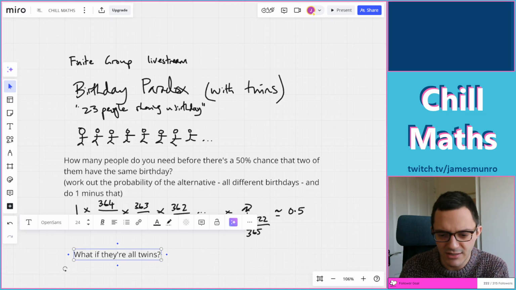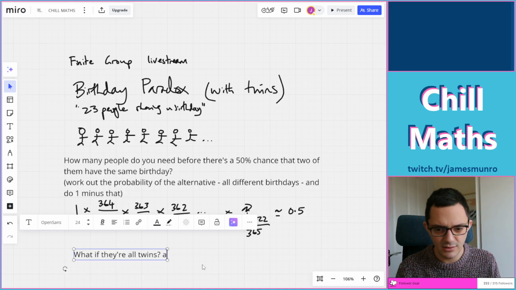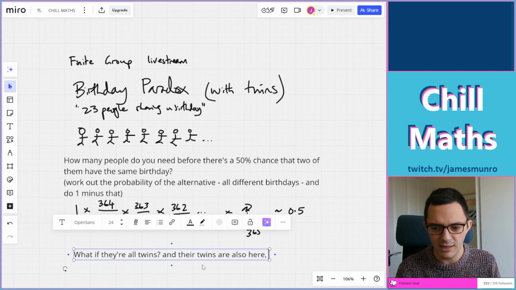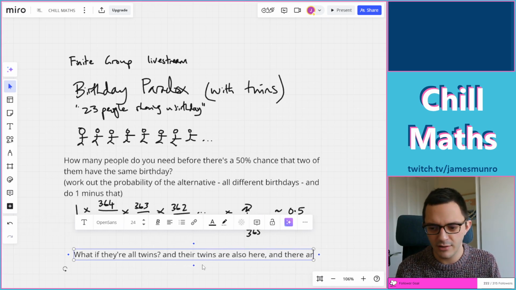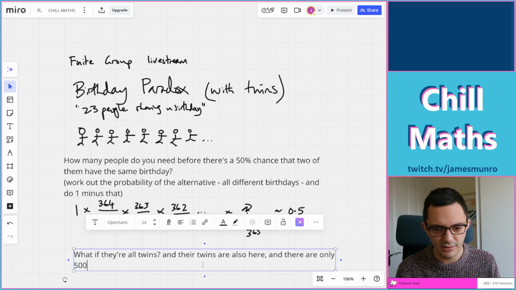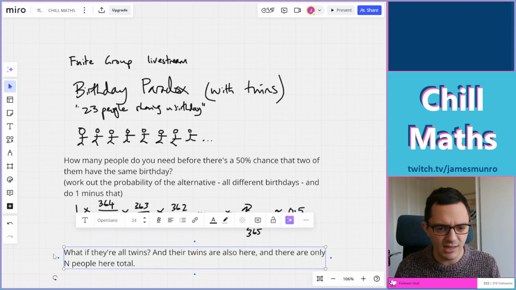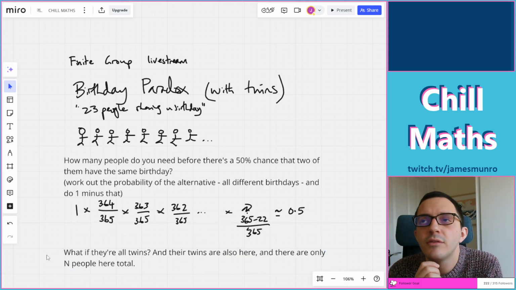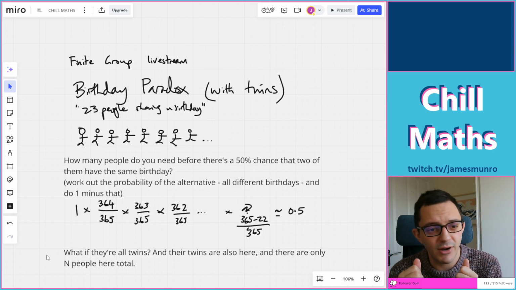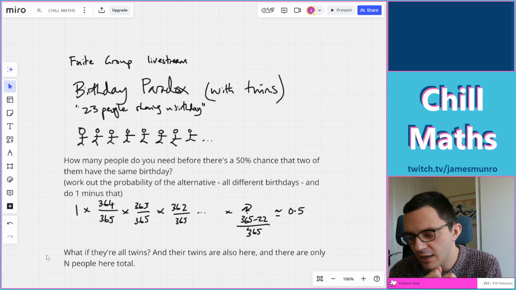The way to make this make sense is something like, and their twins are also here, and there are only, like in the finite group live stream they said 500, but I'm going to put n people here total. So the way to make the twins thing interesting is to say the twins are here, so people have arrived in pairs of twins, and there are only n people here total.